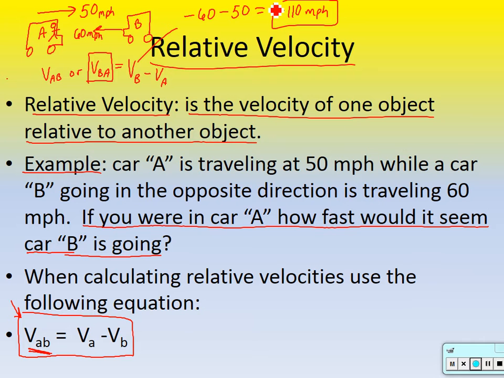So if you were in car A, looking at car B, it would look like it's going 110 miles per hour. Now, why a negative sign? It's obviously not going to have a negative speed, but why the negative? Because if you were in this car, which way would it look like car B is going? It would look like it's going to the left, and left in physics is negative. So that's how we use that equation. Hopefully, I've got a few practice problems. We're going to go through them. Hopefully it will make sense as we get through.